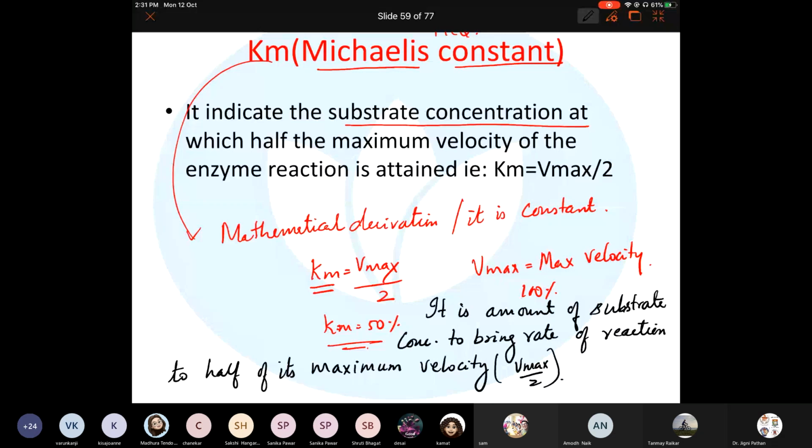There is a derivation for the Km constant, which is not required for you all, but yes, it's a mathematical derivation, the different steps of how you get Km equal to Vmax by 2. But you need to know this part: what is Km, which constant is Km, and what does it give? These are the three things you should know about Km. You do not have to know the derivation. Is it clear?